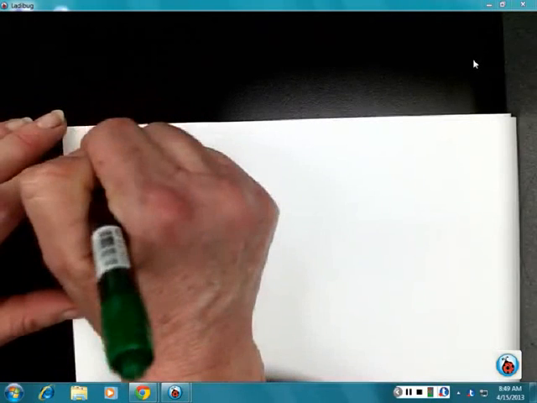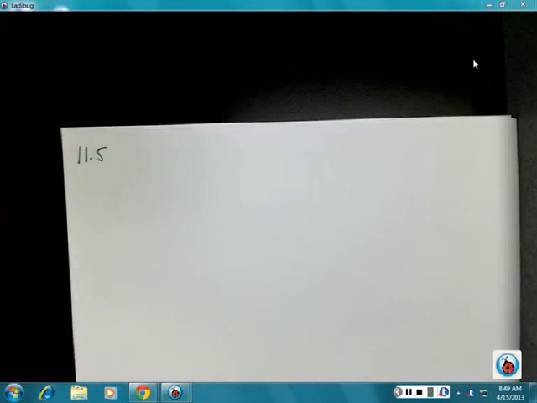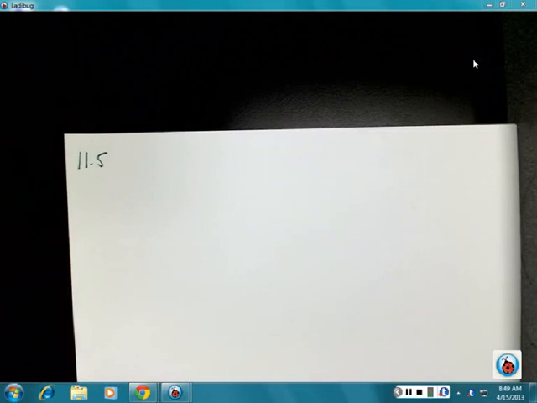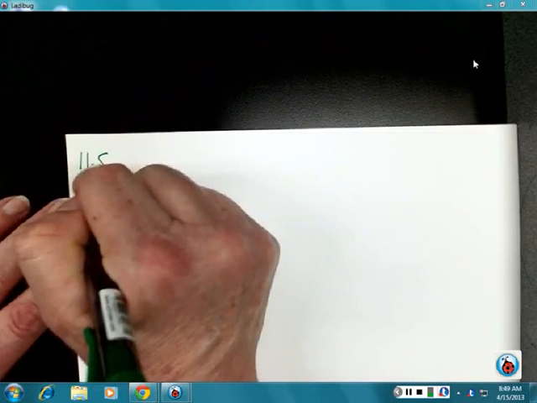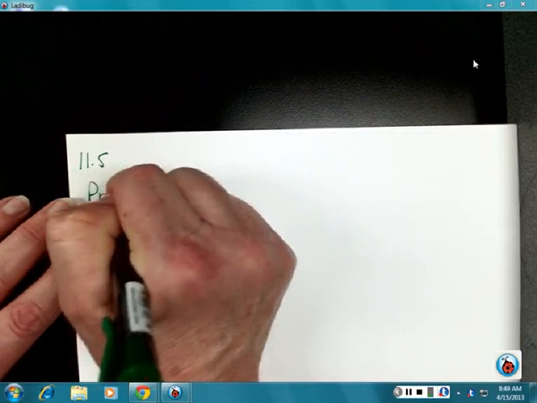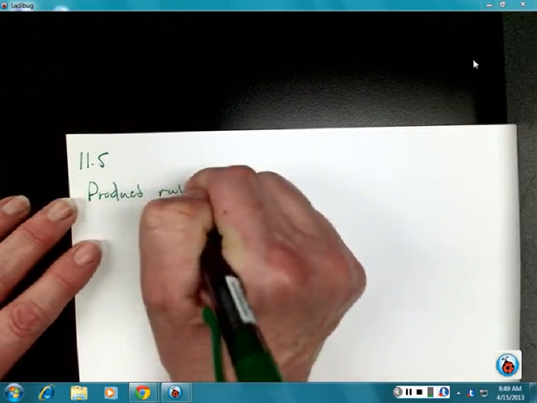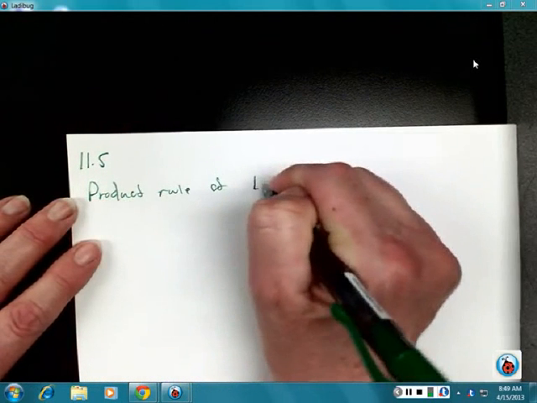11.5. In 11.5, there are 3 properties that are associated. Again, there were 3 rules in the last one, now we got 3 properties. And the first one is the product rule of logarithms.